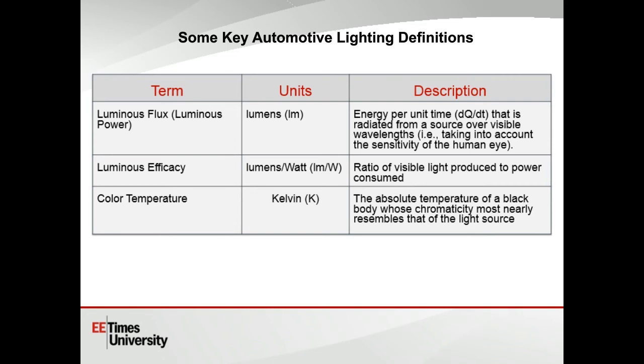And this takes into account the response of the human eye, because the human eye, of course, does not respond equally to all wavelengths. Luminous efficiency, expressed in lumens per watt, is a measure of the ratio of visible light produced per the amount of power consumed. So this is the efficiency of the light source. And finally, color temperature, which is in Kelvin. It's a method of expressing the visible appearance of a light source in terms of its resemblance to a black body, which is a physics concept that we'll discuss in a little while.